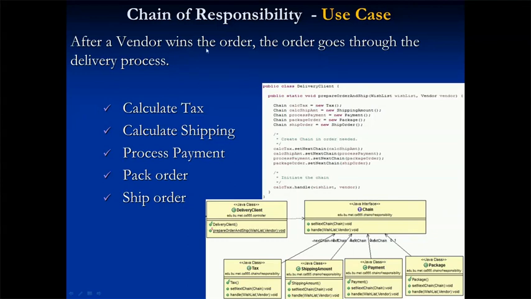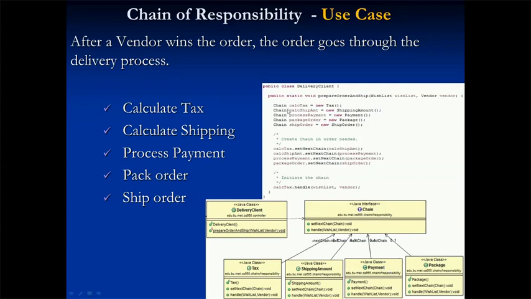So after a vendor wins, the order goes through the delivery process. So it calculates the tax first, calculates the shipping, processes the payment, packs the order, and ships the order. And here is a small code snippet and the UML diagram, which was pulled off Eclipse. So this is a delivery client. It passes the order through this pipeline, and it just flows through the pipeline and gets delivered.